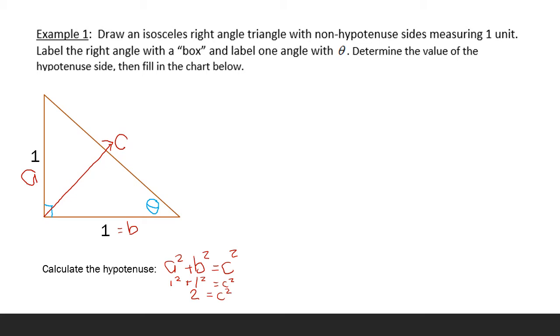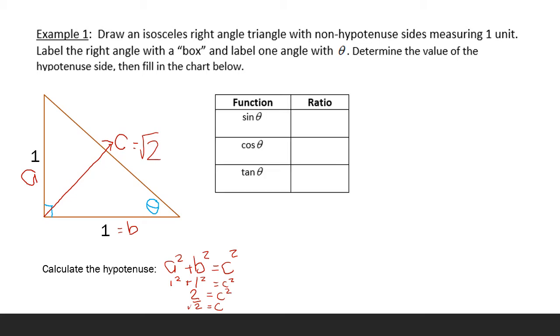Square root of 2 is c, and that will be a positive square root because it's a length, and lengths are always positive square roots. So we've got the value of c. C is equal to the square root of 2. We're going to leave it in radical form because that's exact. We don't need to try to get some decimals in there.